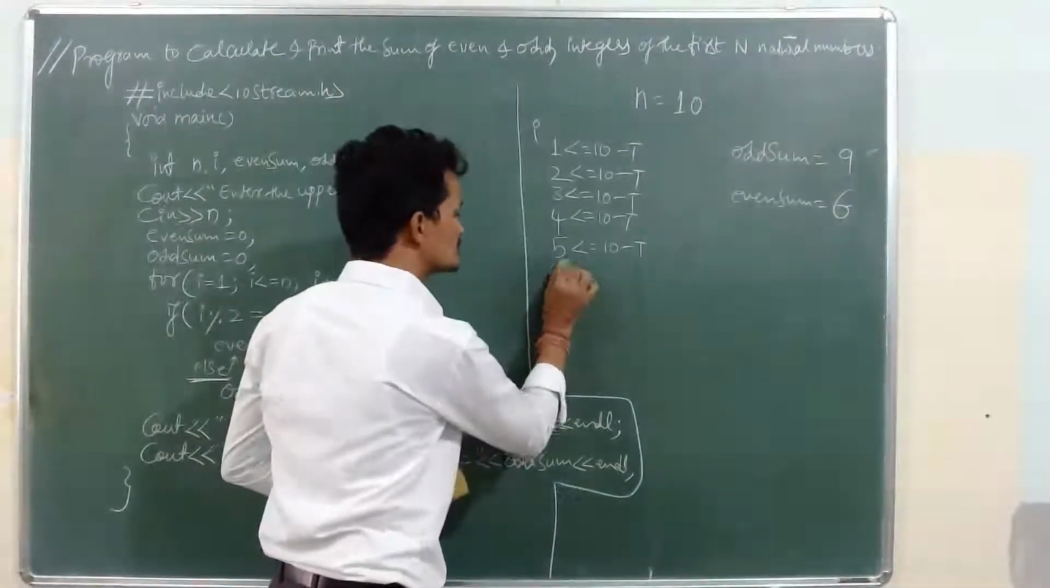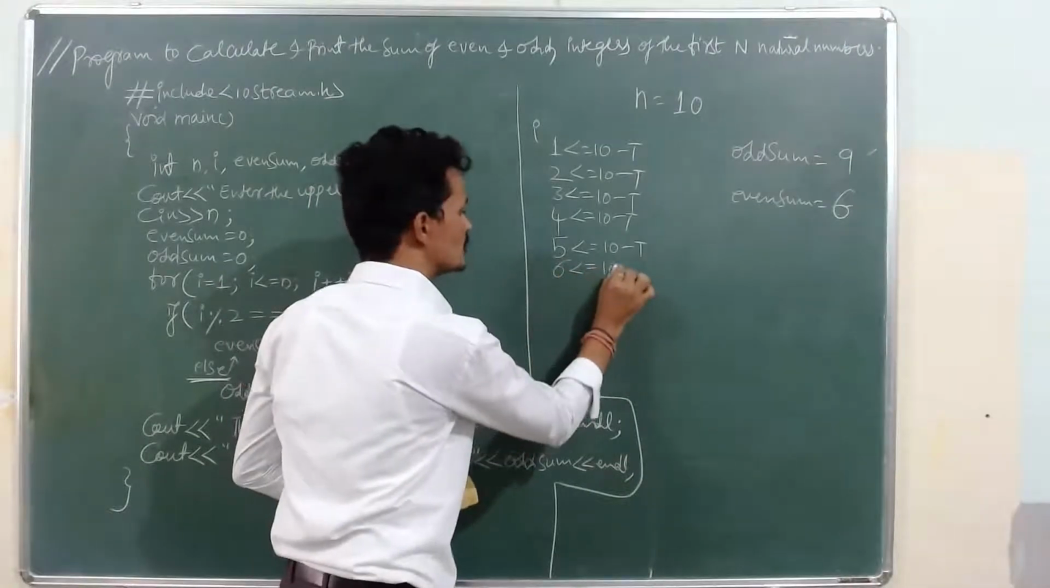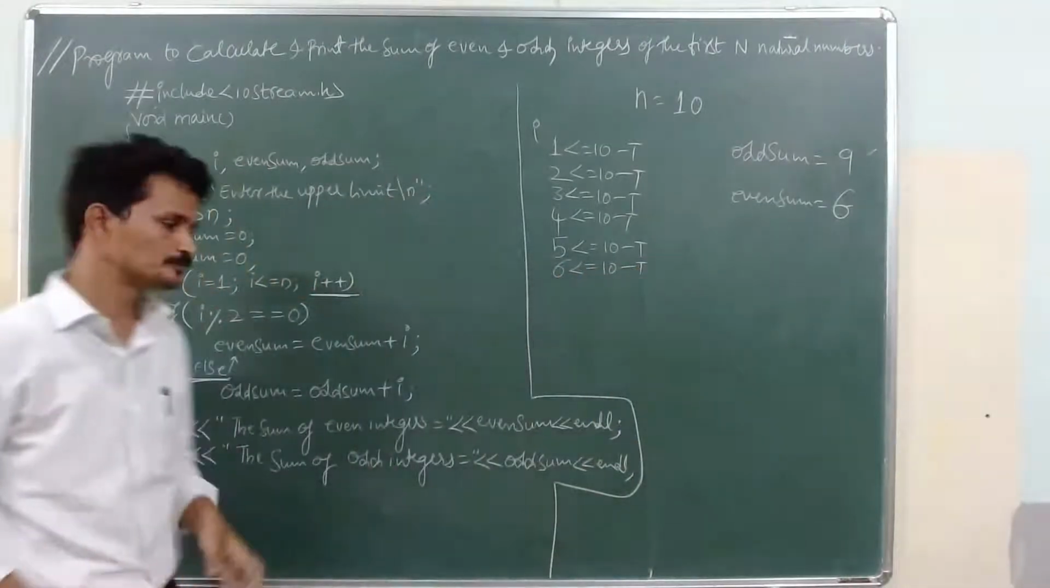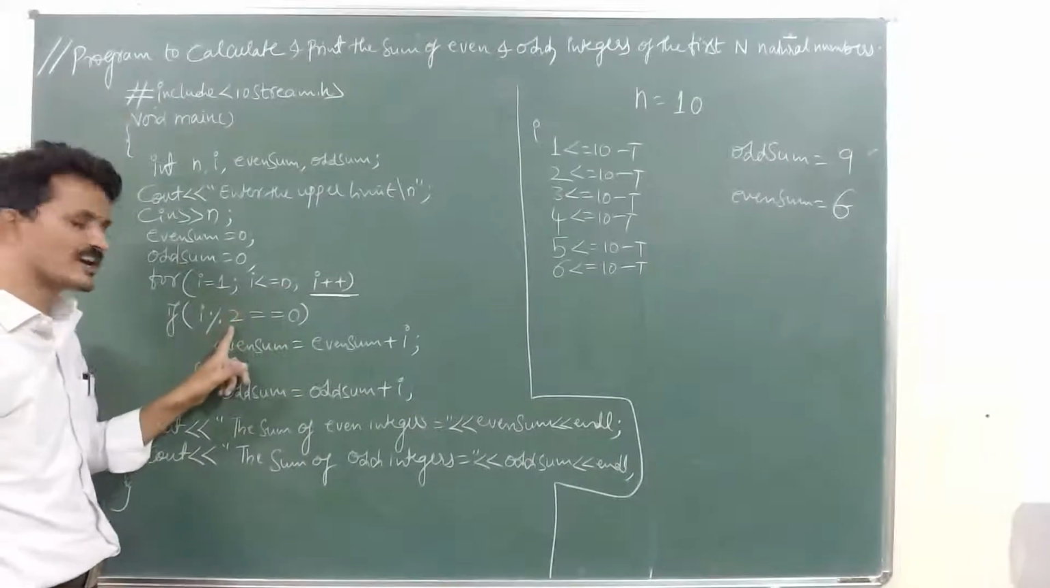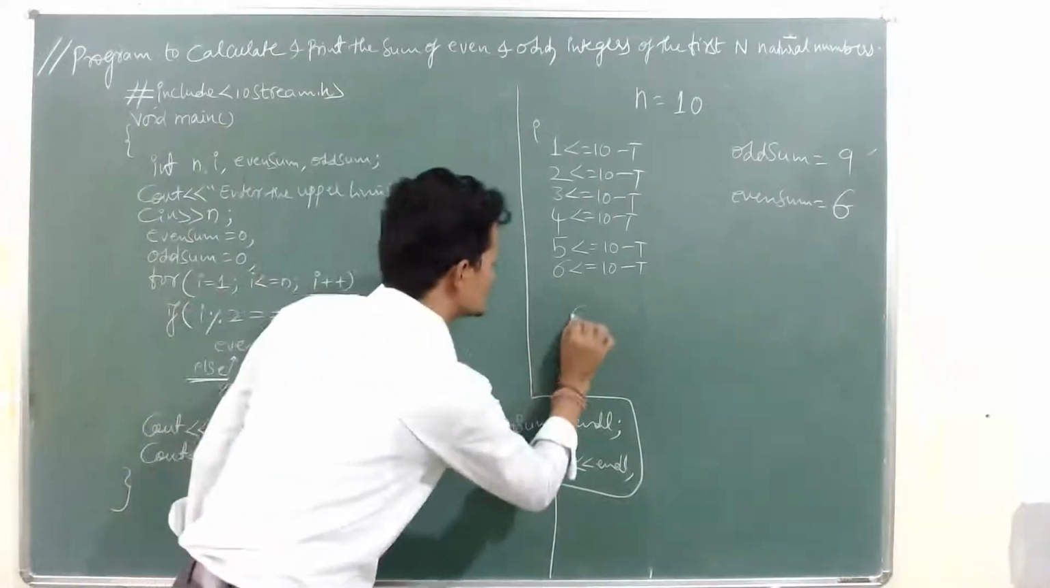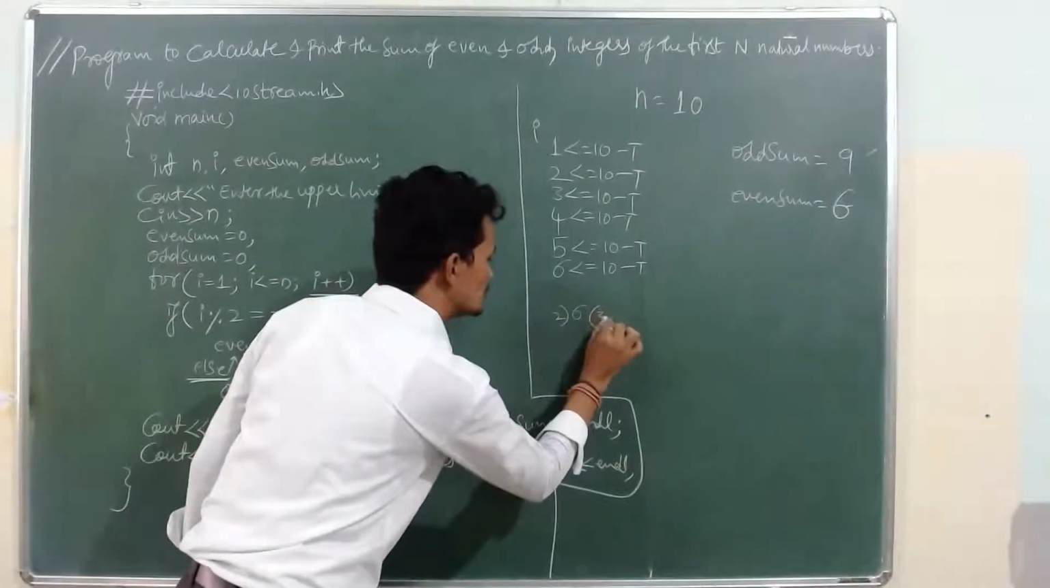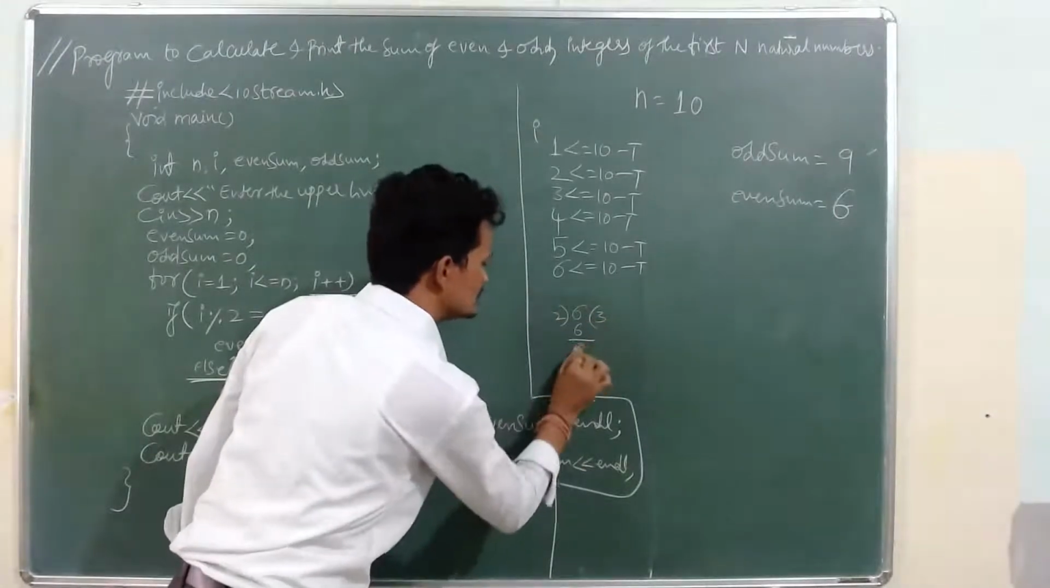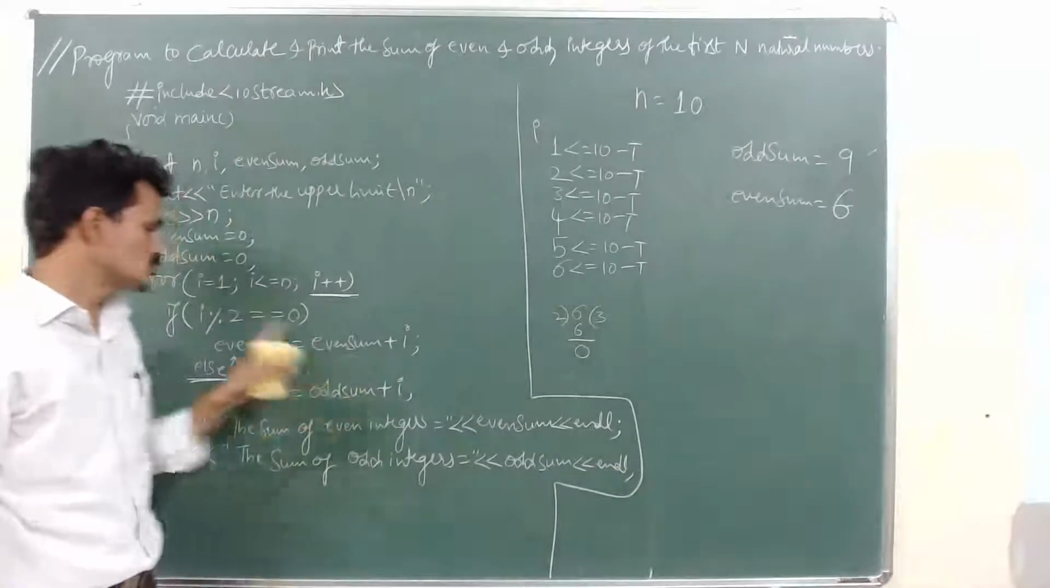Again it goes to the for loop and i gets increased by plus 1. It becomes 6. 6 is less than or equal to 10. Condition is true. When this condition is true, again it comes here. If i mod 2, what is the value of i? 6. 2 3s are 6. Okay, 6 minus 6 is 0. 0 is equal to 0.